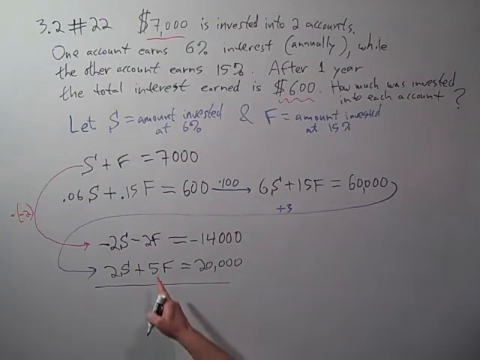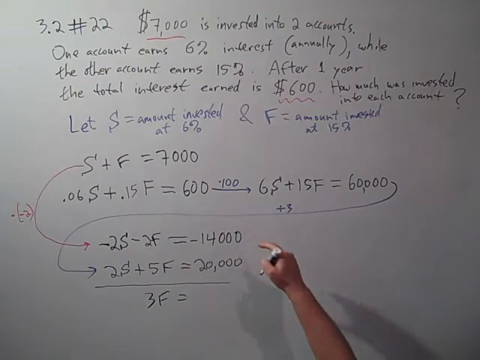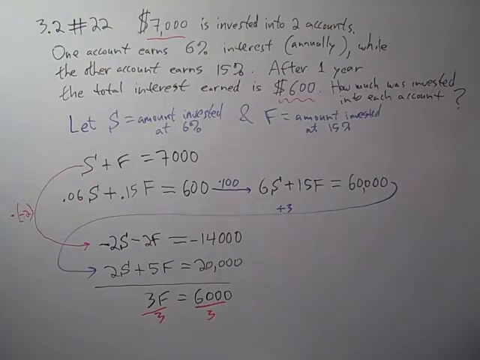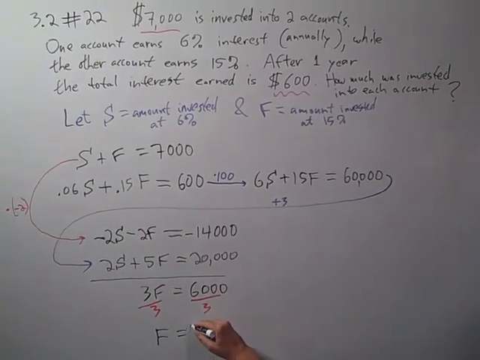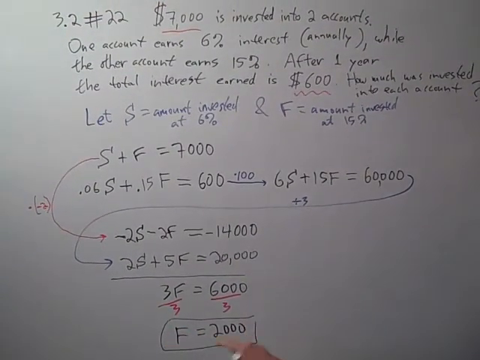So now when we add these two equations together, the S's cancel out. We've got 5F's, take away 2F's, leaves 3F's. So 3 times F is equal to 20,000, take away 14,000, leaves 6,000. And if we divide both sides by 3, we have found F. F is equal to 2,000. So $2,000 were invested at the 15% interest rate.